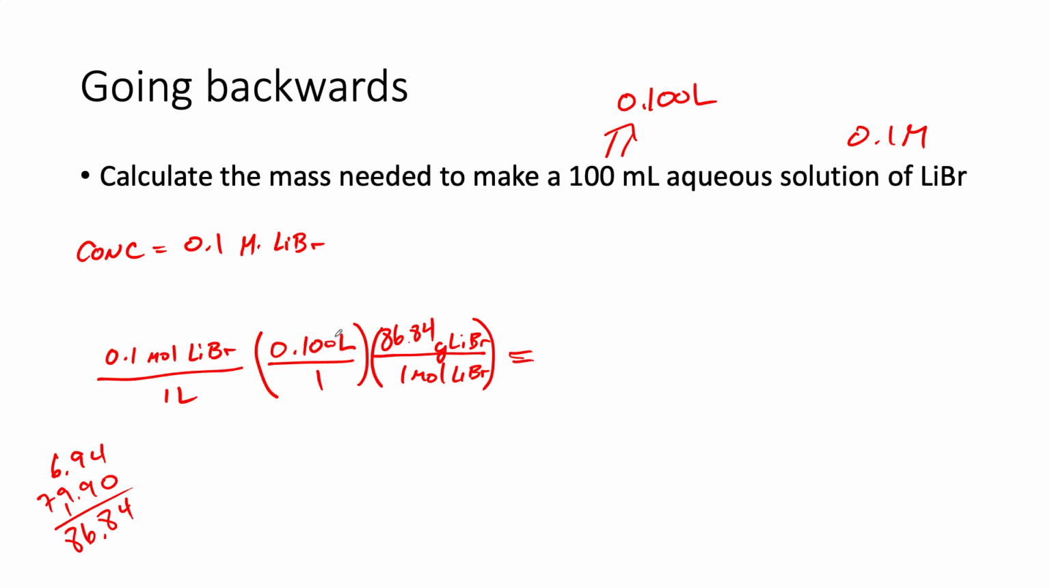And all you have to do now is multiply. Remember, liters cancel, moles cancel, and all I want to have is the mass of lithium bromide. So everything in the denominator is 1, so I'll just take 0.1 times 0.1 again, then multiply that by 86.84, and I should have the mass being 0.868 grams. And that's the answer I'm looking for.